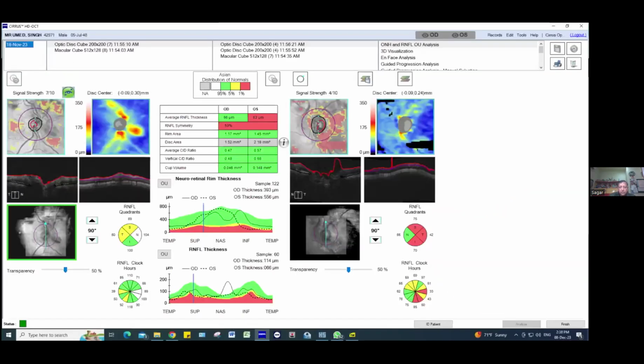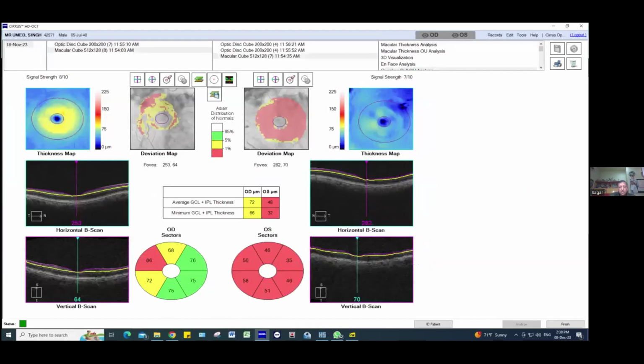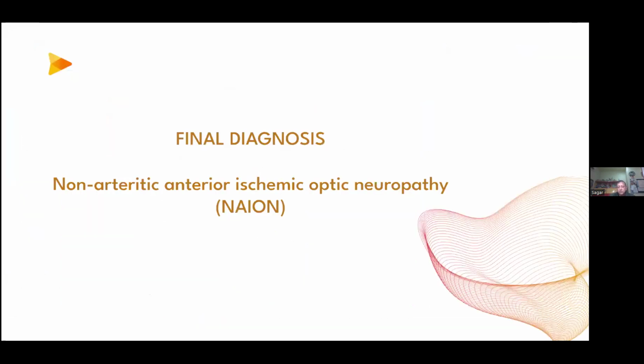So this is how his RNFL analysis looks. And the GCL analysis, there is a universal thinning in the left eye. There's some change in the right eye as well. He was not able to do the fields no matter how much I tried. And so my final diagnosis for this case was NAION, non-arteritic anterior ischemic optic neuropathy. And the change in the right eye could probably be an impending NAION, and could even be normal tension glaucoma, but he was not able to do the field. So I'm not sure there.